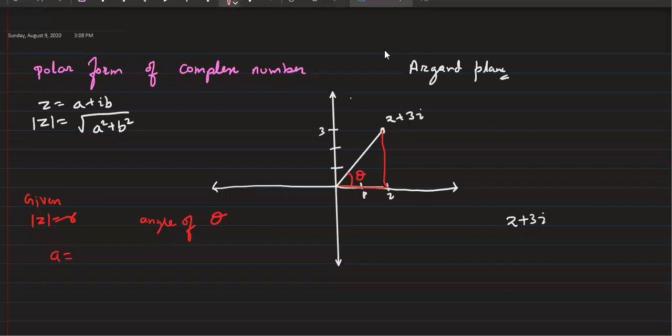Now tell me, what is your real component? What is a? I'm saying that the hypotenuse, which is your magnitude of complex number, is r, and the angle that it is making with x-axis is theta. Then what is real component? What is a? Anyone? Yes, Nigdo?